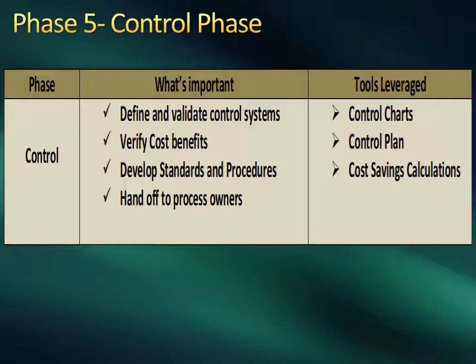And their primary responsibility is to ensure that that process remains consistent. And then also as part of this control phase, you need to measure those improvements and make sure that you're truly gaining that benefit. So tools that are leveraged as part of this phase: control charts, control plan, and then lastly the cost savings calculation. So in a nutshell, those are really the 5 phases as part of the Lean Six Sigma process.